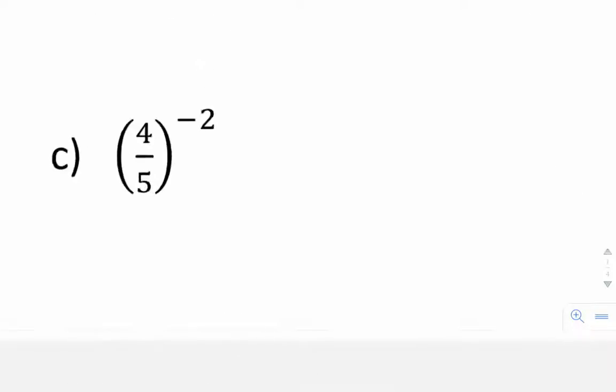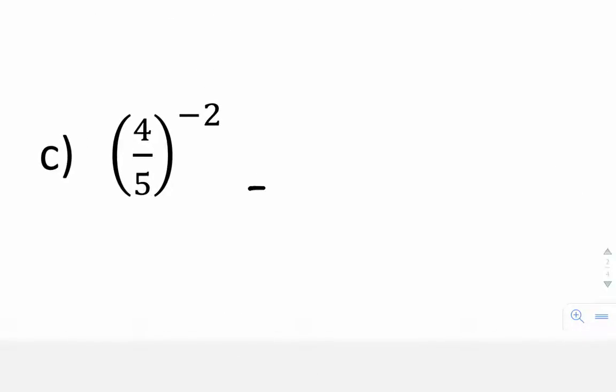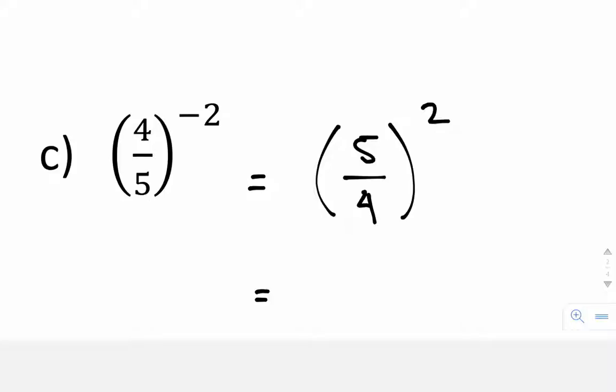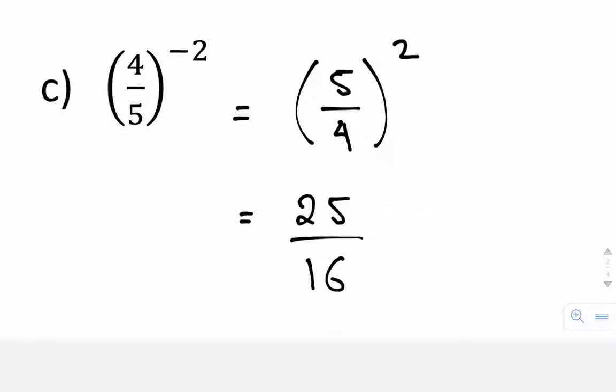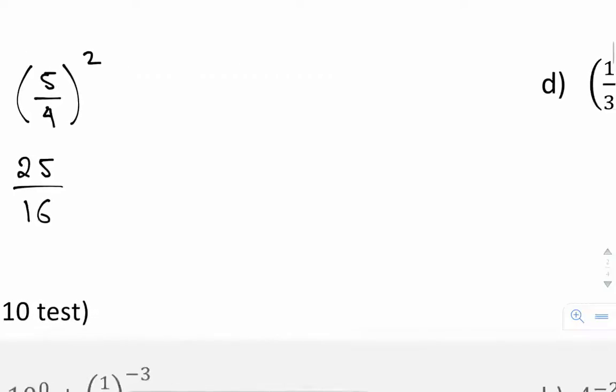For C, I have a fraction, so I reciprocate the fraction to give me (5 over 4), close bracket, squared. And that gives me, if I square the numerator and denominator, 25 over 16. That can't be simplified. I would not recommend you put that into decimal unless it's a word problem. So 25 over 16 is my final answer.